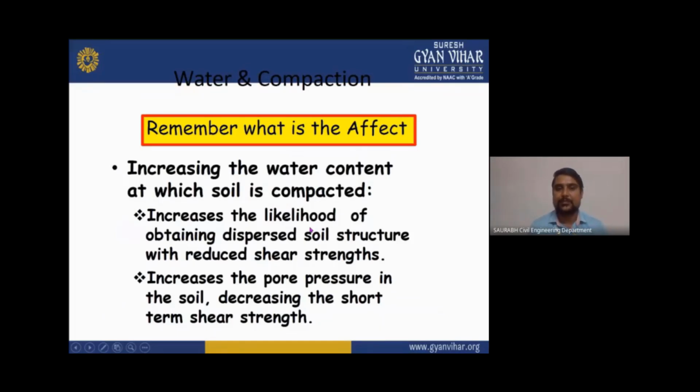Now we will see water and compaction. What is the relation between water and compaction? Remember, what is the effect of water in the compaction? First, we will see here, increasing the water content at which the soil is compacted increases the likelihood of obtaining a dispersed soil structure with reduced shear strength. It increases the pore pressure in the soil, decreasing in the short term the shear strength. So you can understand this is the relationship between water and compaction, and here you can see how water can affect the compaction of a soil.